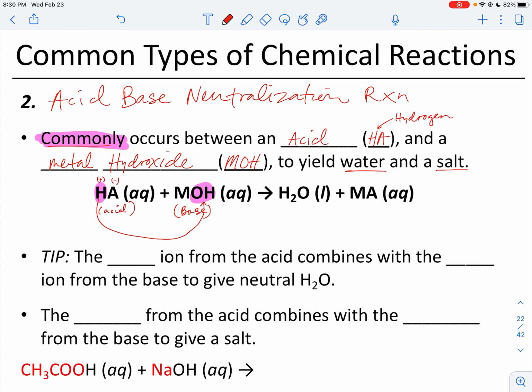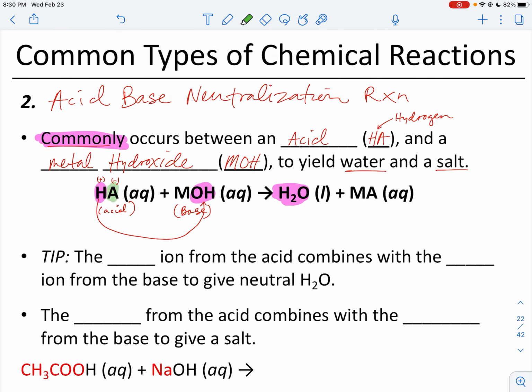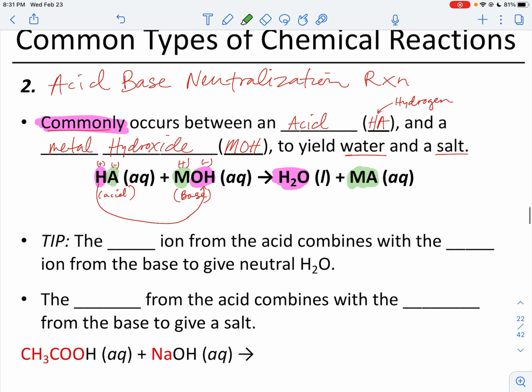All right, and obviously when those things come together, guess what? They make water. OH plus H gives you H2O. And then what's left over is going to be the anion portion from the acid, and the metal, which is the cation portion from the base, because we know hydroxide is negatively charged and the metal here would be positively charged. These are going to make the salt over here, which is just what you see as MA. Metal is the cation, A is the anion from the acid. So this is one common way to define an acid-base neutralization reaction.